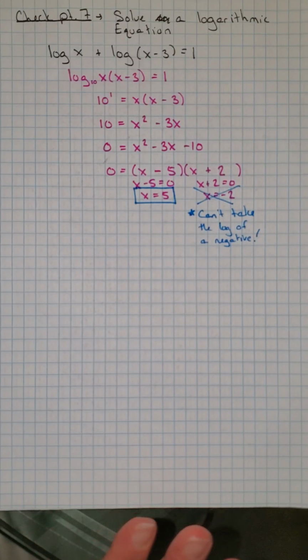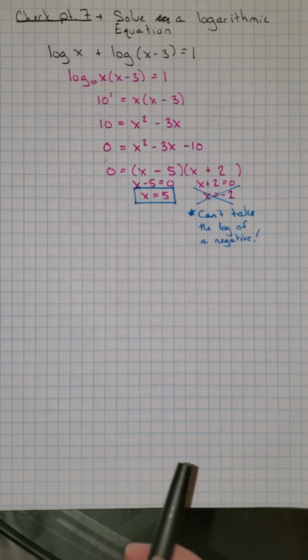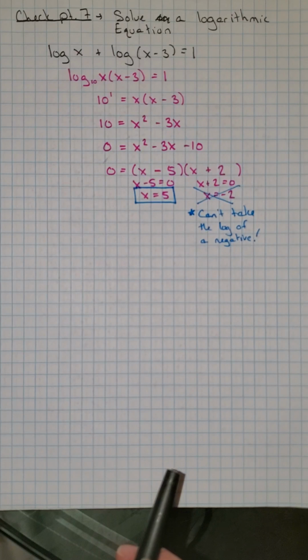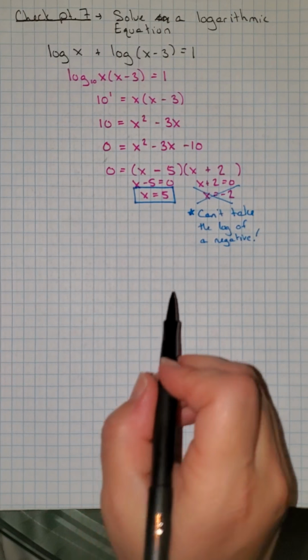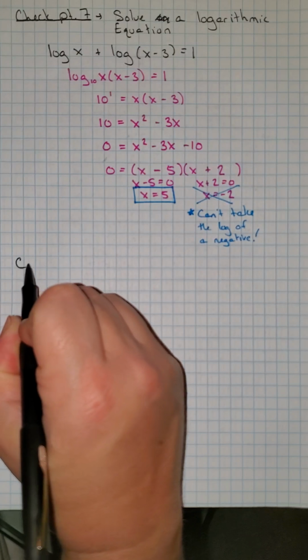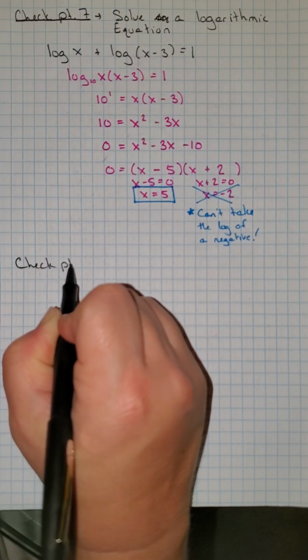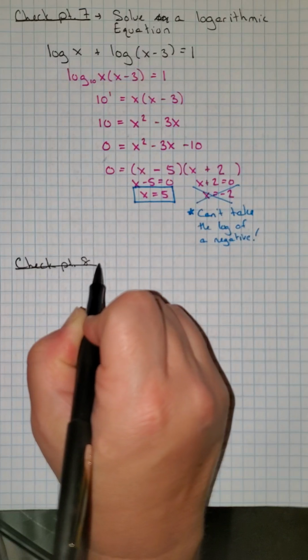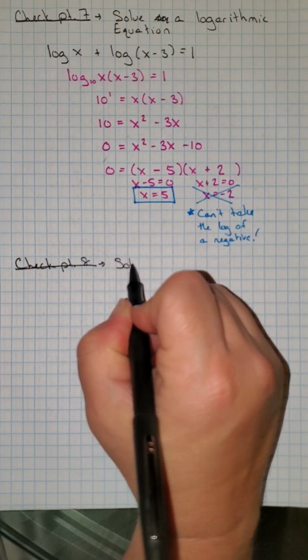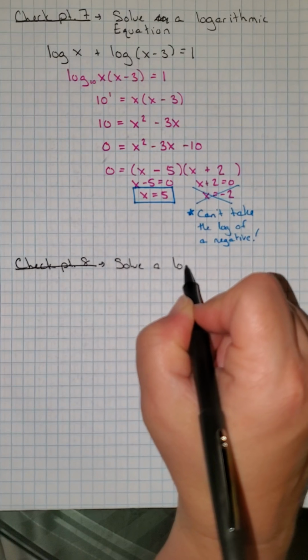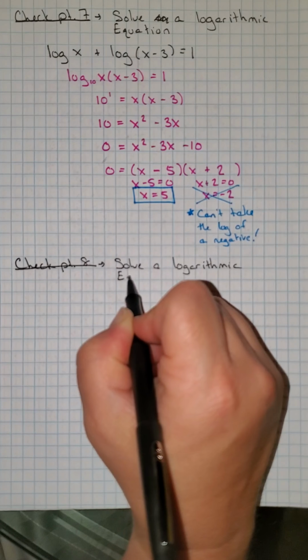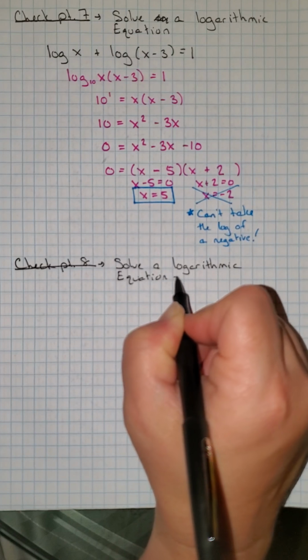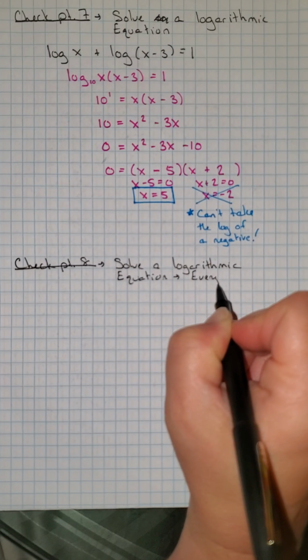Alright, this next one, I want you to try to notice the difference between checkpoint 7 and checkpoint 8. Checkpoint 8 is going to have logs on every single part, so everything on the left and everything on the right. I think I can fit it on this page. Okay, so solve a logarithmic equation. Everything has a log.